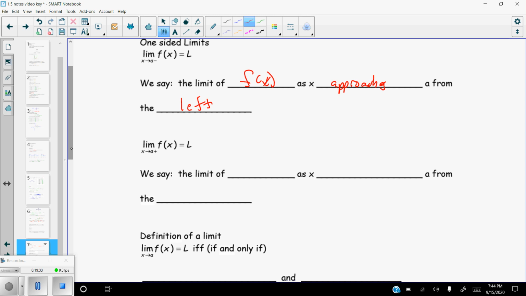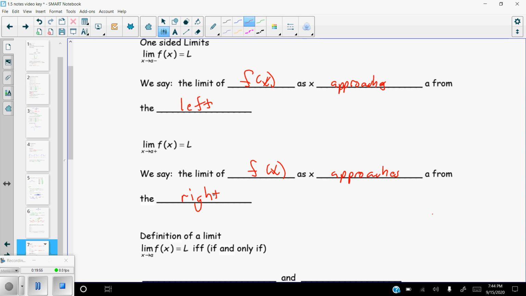So in this case, it's the limit as x approaches a with a plus sign. That just means the limit of f of x as x approaches a from the right. So again, positive means right, negative means left, and it has to be after the a. That indicates the direction.